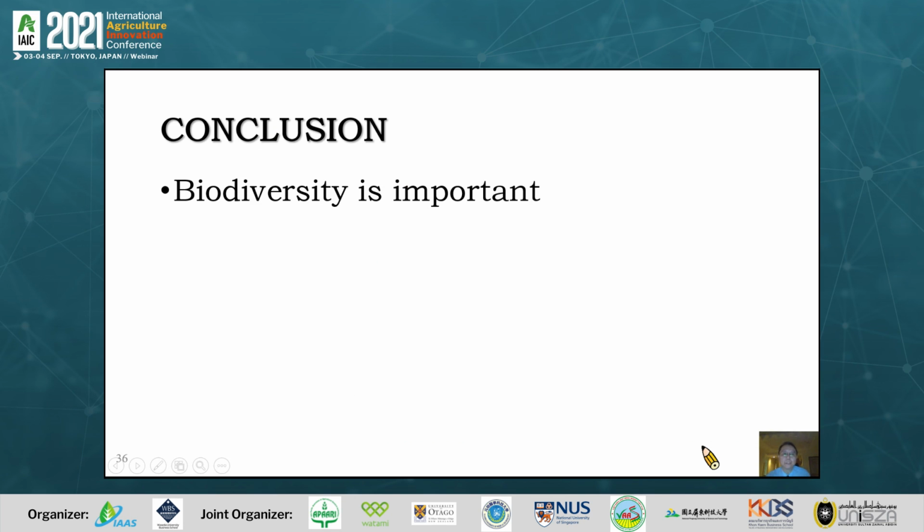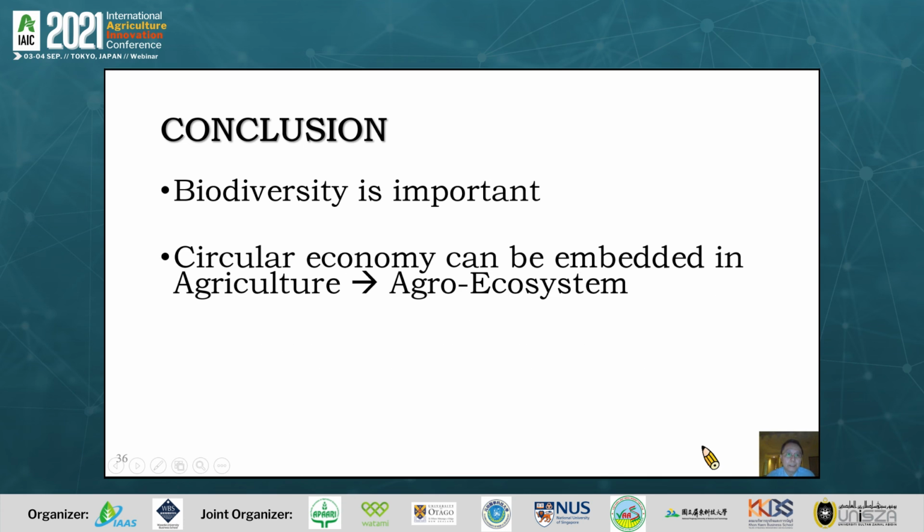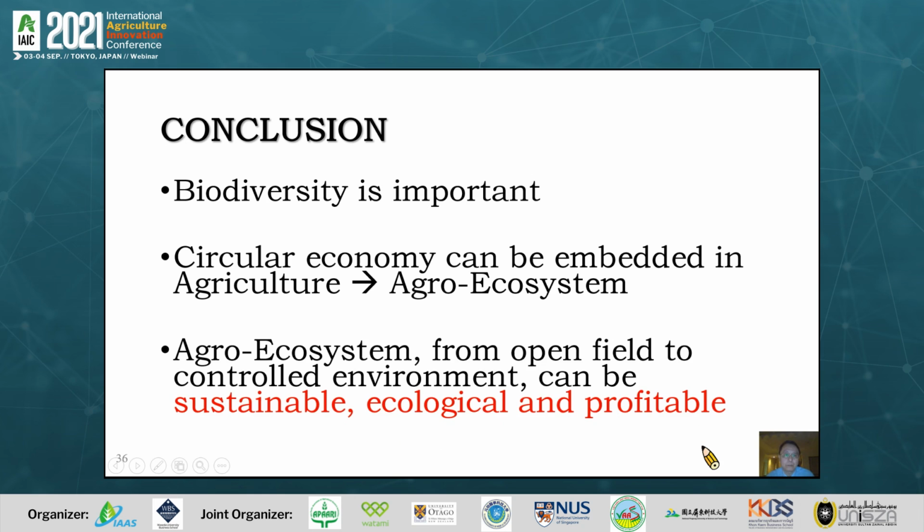So, conclusion: biodiversity is important, and circular economy can be embedded in agriculture, and the agro ecosystem from open field to controlled environment can be sustainable, ecological, and profitable. Thank you for listening.